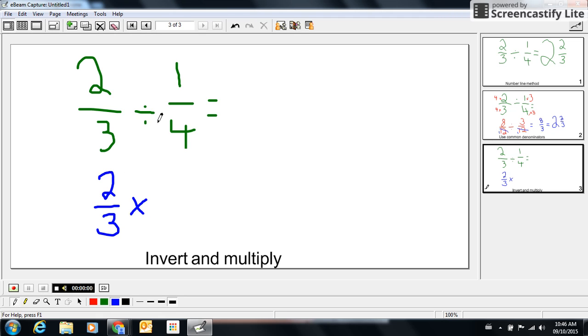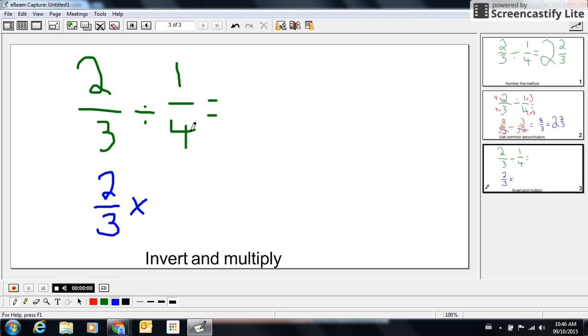Now, I can't just magically do that and have no consequences. Anytime I change a division symbol to multiplication when dividing fractions, all I have to do is, on the second fraction, invert it. And inverting is a fancy word for flip it. All right, so let's flip the fraction.